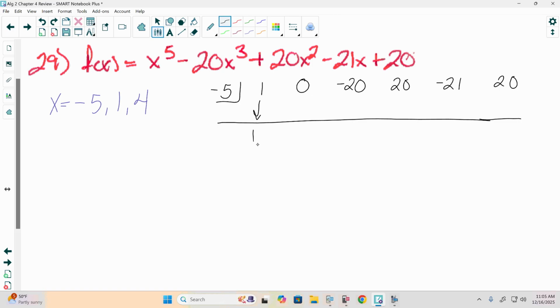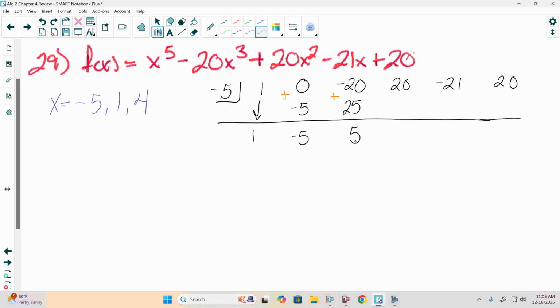So the first thing we're going to do is take that number in the cubby and multiply it by the number below the line. So negative 5 times 1 is negative 5. Then we're going to add those two numbers together. So 0 plus negative 5 is negative 5. Then we're going to multiply that number with the number in the cubby. So negative 5 times negative 5 is 25. Our negatives make a positive. 5 times 5 is 25. Then we'll add again. Negative 20 plus 25 is going to be positive 5.